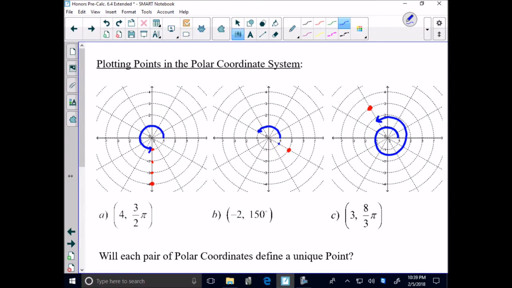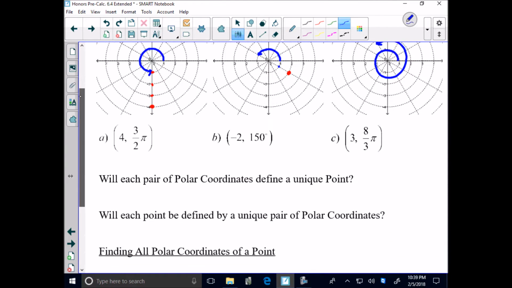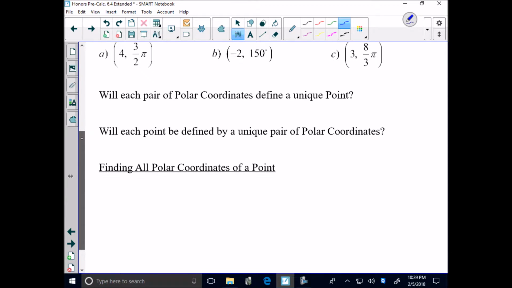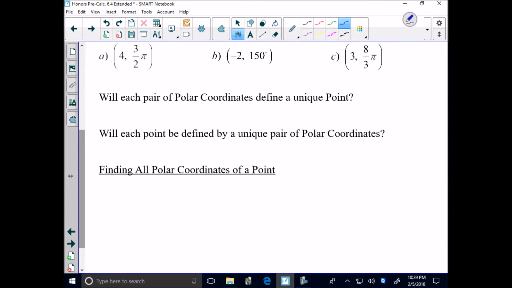All right, guys, so now what we want to do is ask ourselves some questions about our polar coordinates. And the first question we're going to ask ourselves is, will each pair of polar coordinates define a unique point? Really what we're saying here is, is there a way for us to interpret our polar coordinates so that we wouldn't get just one point, a unique point? And if we think about it, when we're rotating in some direction, and then going a distance r in that direction, either forwards or backwards, really we're always going to end up at the same point, a unique point.